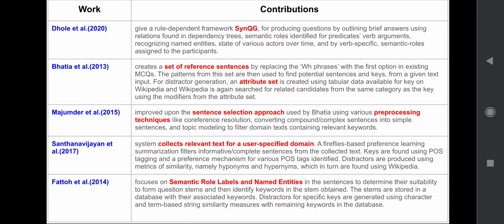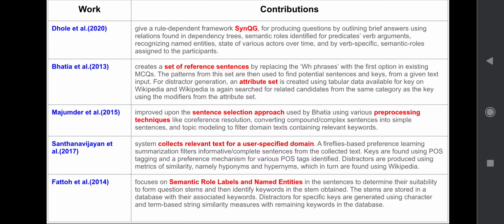Santhana Vijay and others in 2017 collected relevant text for a user-specified domain, that is, the user would provide the input for what domain they have to collect the text for. A Fireflies-based preference learning summarization filters informative, complete sentences from the collected text. Keys are found using POS tagging and a preference mechanism for various POS tags identified.